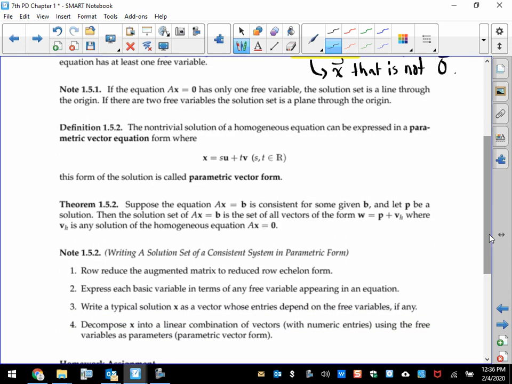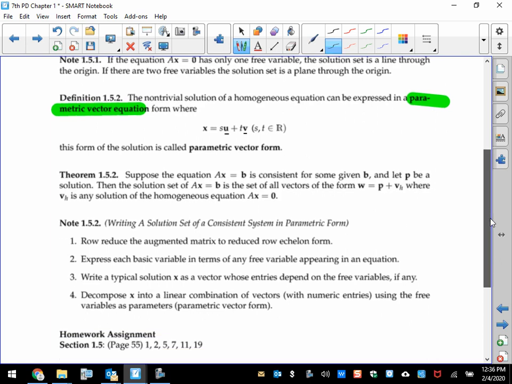The next definition, let's go ahead and read it. A non-trivial solution of a homogeneous equation can be expressed in parametric vector form. So let's highlight that. Parametric vector equation, where you can write it in terms of s and t, where s and t are just real numbers, and u and v represent the vectors of free variables. So if we have two free variables, we can write our solution in that form.